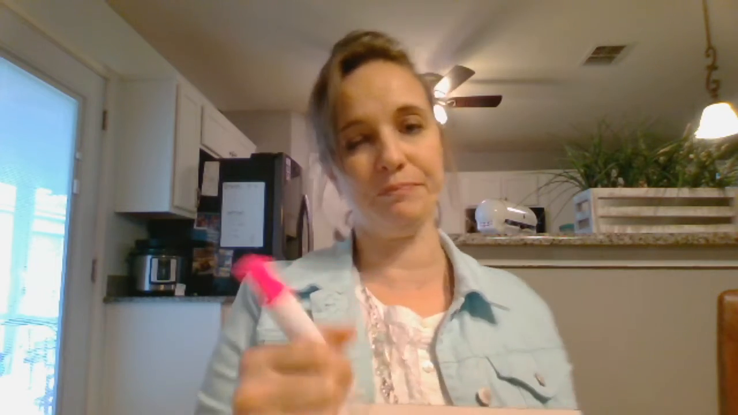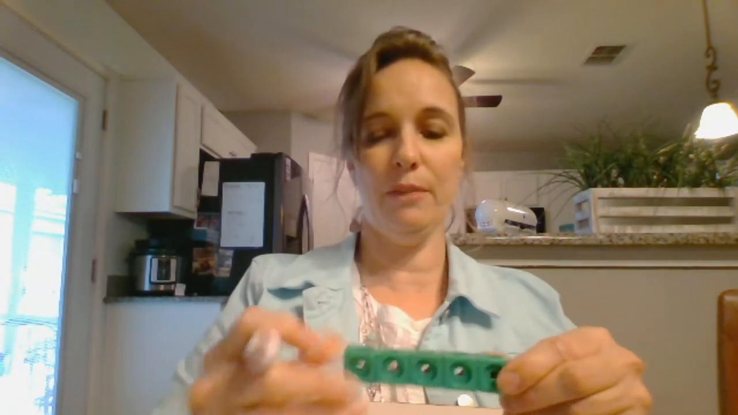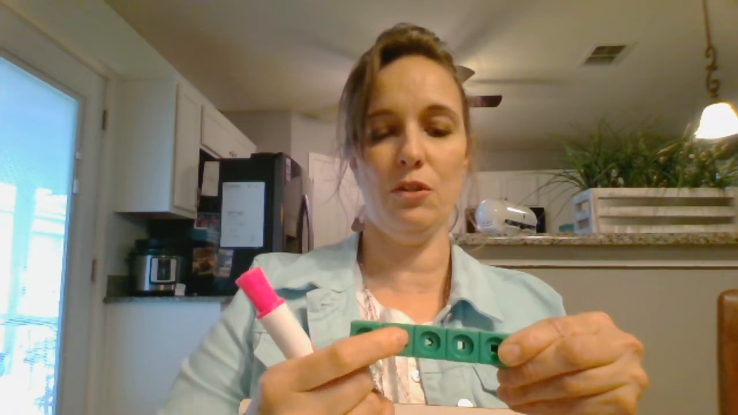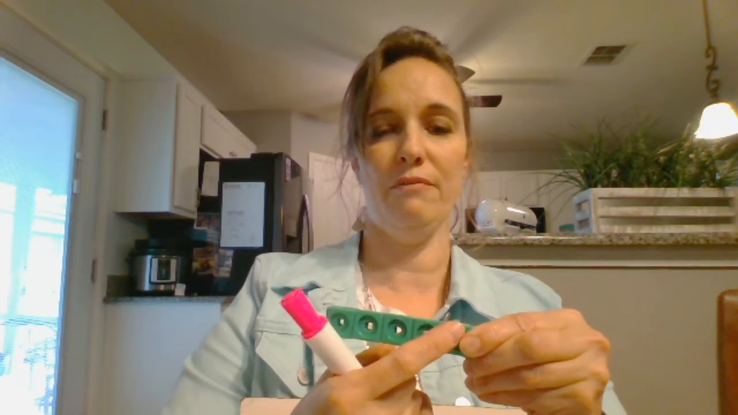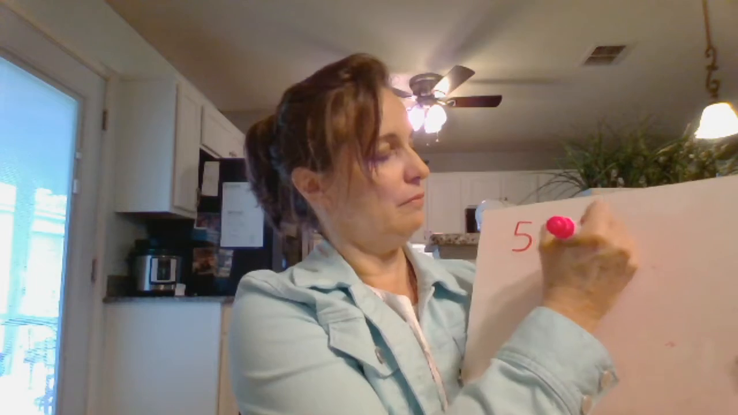All right, so we're going to count these. There's 1, 2, 3, 4, and 5. So what are you going to write down? You're going to write down 5. Okay. And now we have how many green ones? 1, 2, 3, 4, 5. So we're going to add 5 green ones.